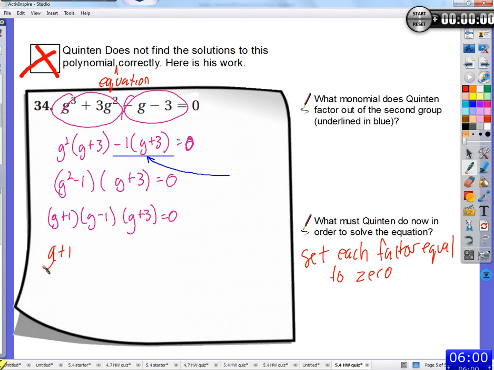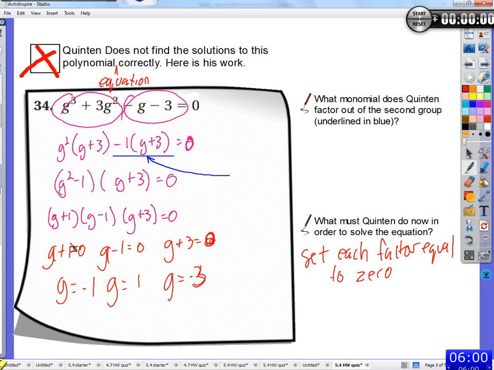g plus 1 equals 0. g minus 1 equals 0. g plus 3 equals 0. g equals negative 1, g equals 1, g equals negative 3. Any of those values for g will work. You can see it clearly here. If I put negative 3 here, for instance, negative 3 plus 3 is 0, and 0 times this will be 0.